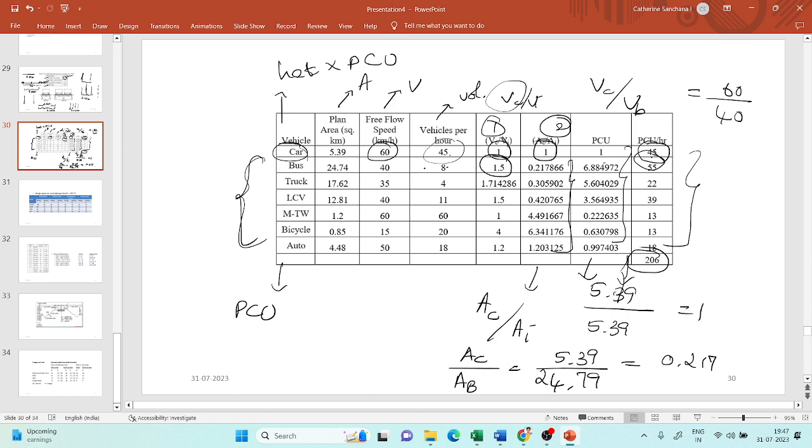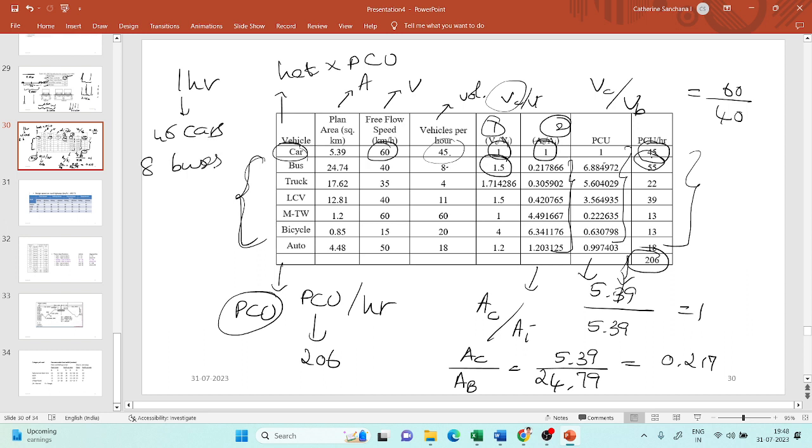Now, if you convert all this into homogeneous traffic, you can say it under one name, which is PCU. So you simply have to add all this up and say that in 1 hour I'm going to get 206 passenger car units. Had it been heterogeneous traffic, I would say in 1 hour I'm going to get 45 cars, 8 buses, 4 trucks, and so on. Now that it is converted to PCU, you can say the traffic volume is 206 PCU per hour.